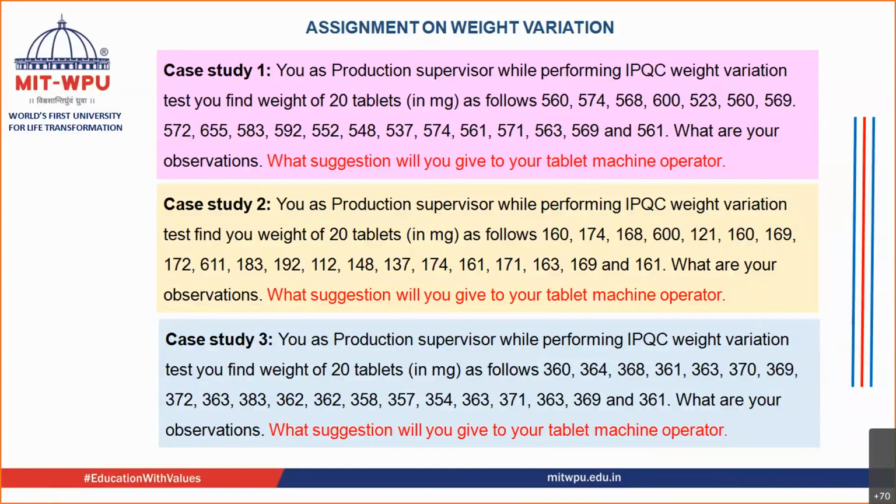Please remember, this much variation doesn't usually come. I have given you this example deliberately so that you are able to find out. But these are the weights you have to work with. How are you going to find out the average weight? You are going to add 560, 574, 568, 600. You are going to add all these numbers, so you'll get the total. This total, when you divide by 20, you get an average, just like you calculate the average of anything. In a similar manner you have to find out the average. Is your problem solved?